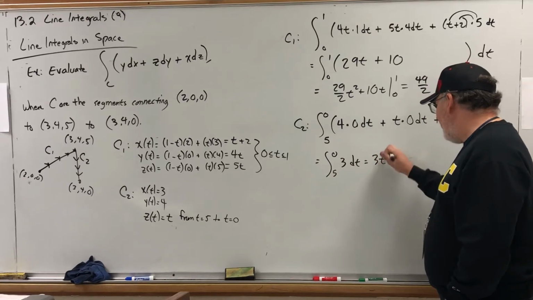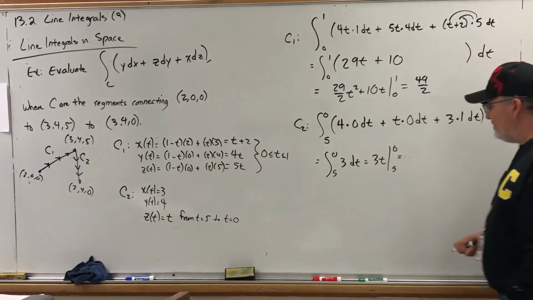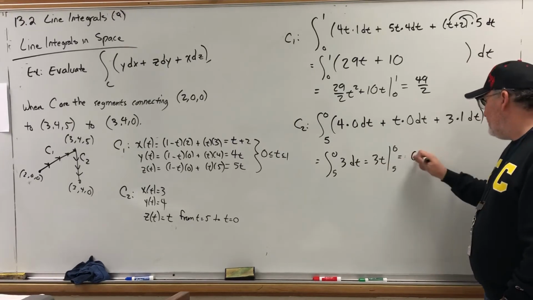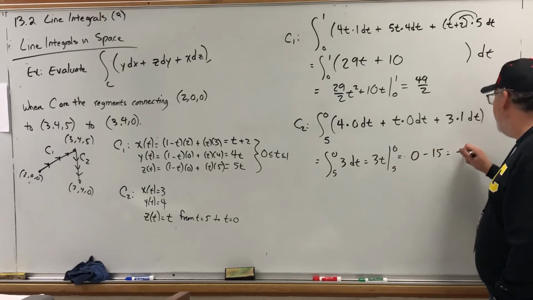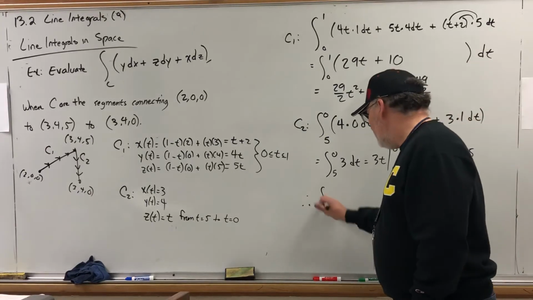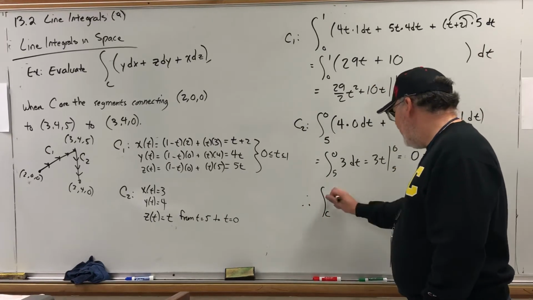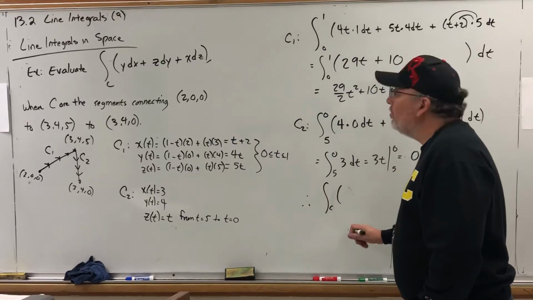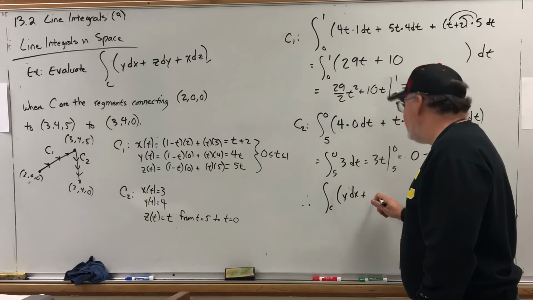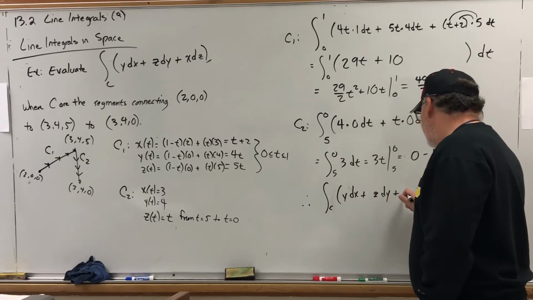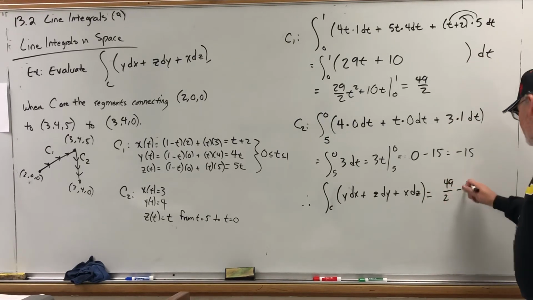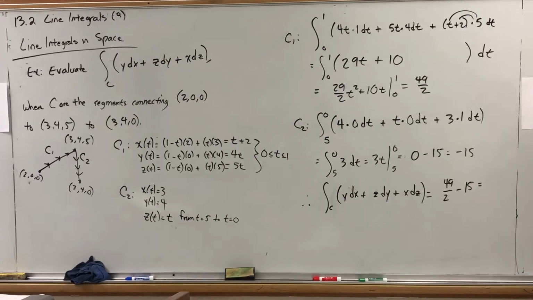So it's 3t evaluated from 5 to 0. I know the 0 annihilates it, but it's the first part of the subtraction problem, so we can't just throw it away. 3 times 0 is 0, minus 3 times 5 is 15, it's negative 15. Therefore, the line integral, I'm going to be really lazy here. No, I'm not. The original integral of y dx plus z dy plus x dz is equal to 49 halves minus 15. 15 is the same as 30 halves, so 49 minus 30 is 19 halves.